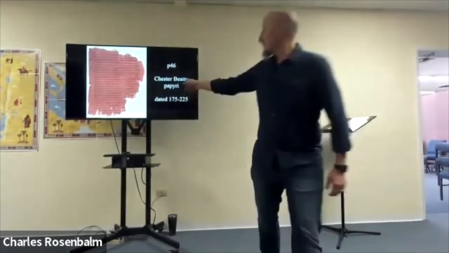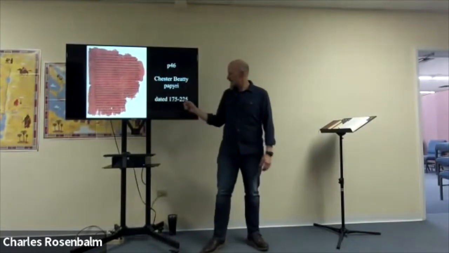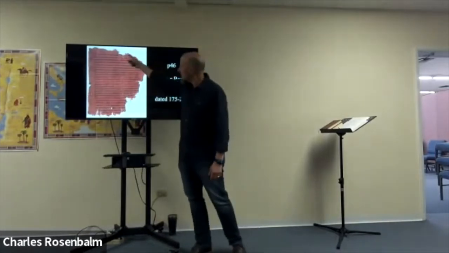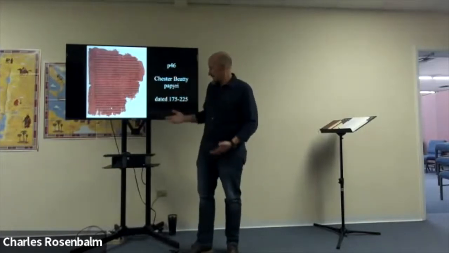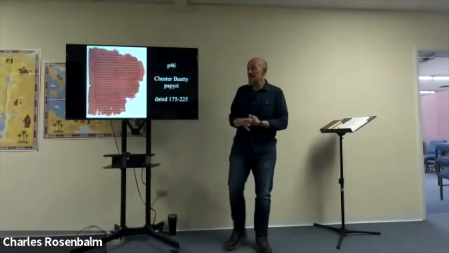Okay. Chester Beatty is the explorer that found them. This document is dated somewhere between 175 and 225 AD, so within 100-ish years. You can see the fraying around the edges. You can see it's not a complete document. We don't have any complete documents of the New Testament. We rarely have complete documents of entire books. For some of the smaller ones, we have most of it. So you can see what it's looking like.